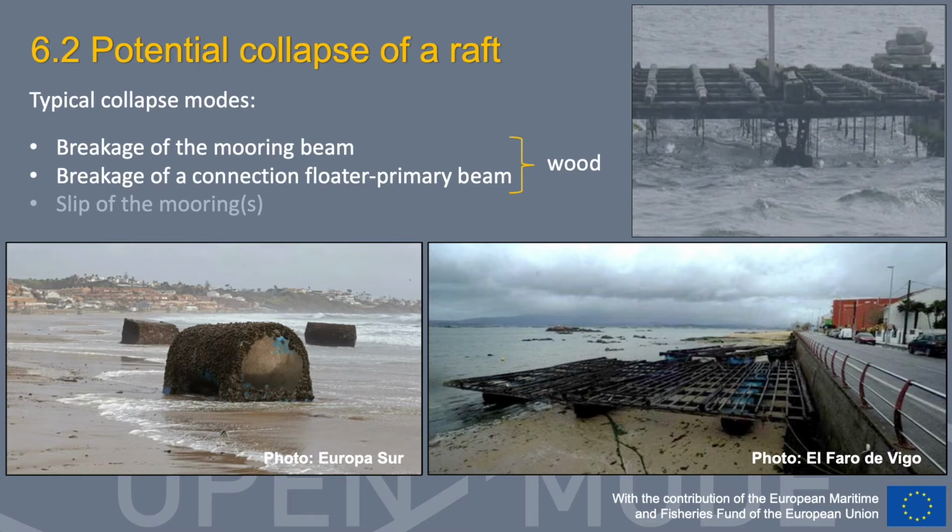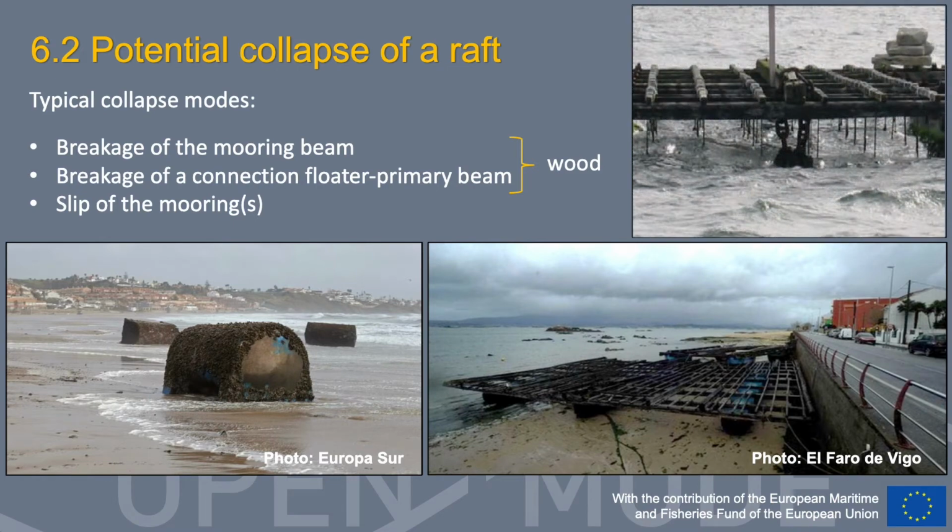And the third failure mode, well, it's not a failure mode, but it is in the end the collapse of a raft, is when the mooring is not heavy enough and it slips. So the raft can also get adrift or can also change its position and there is a potential collapse against other structures, or it can go to the coast or to another location.